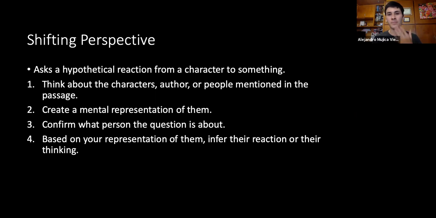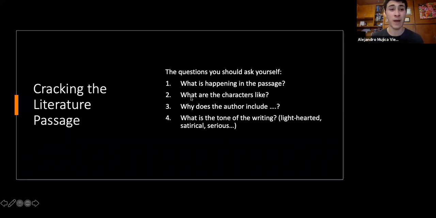The five different types of passages are literature, social or natural sciences, historical, or the double passage that can be about one of those topics. I haven't seen a shifting perspective question in literature. That's the only one where I haven't seen one. But otherwise, you can find them in any other kind of passage. Yeah, so that's it for this one. So let's move on to specific passages now.